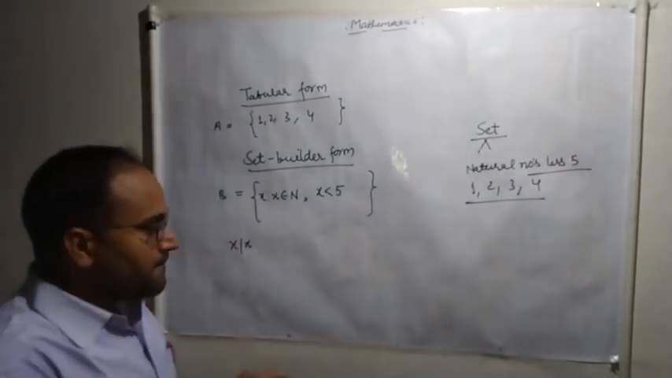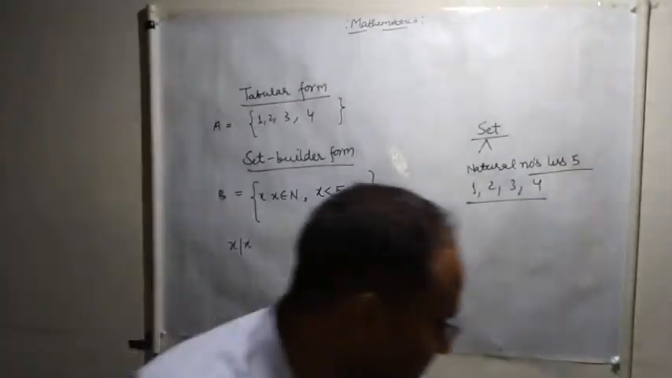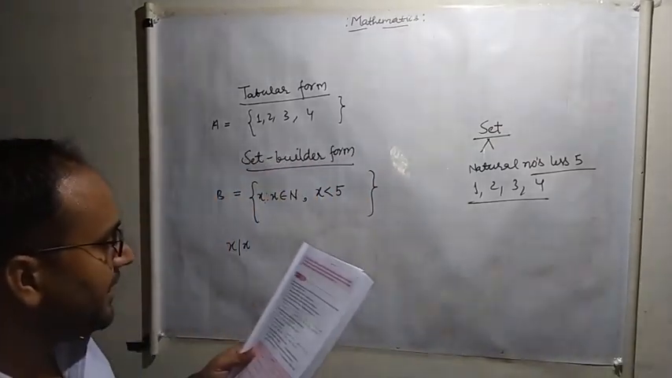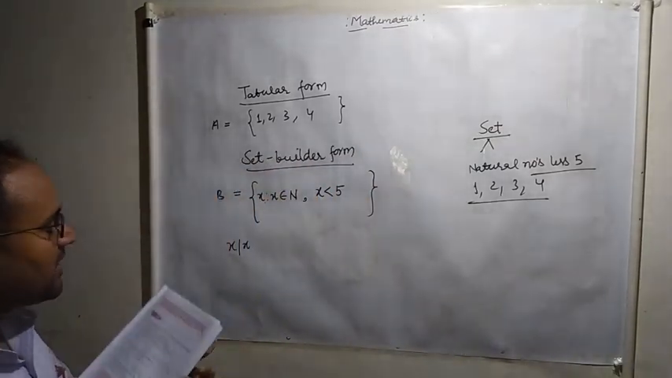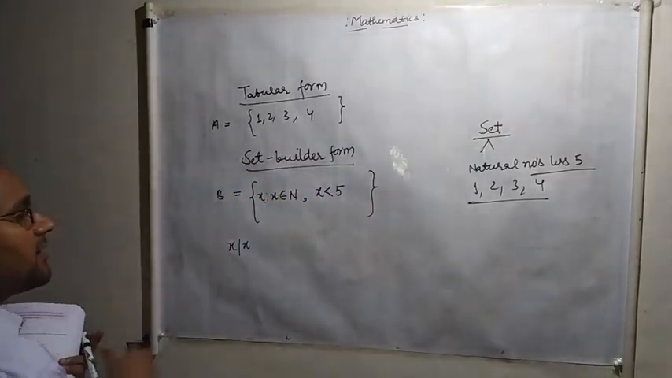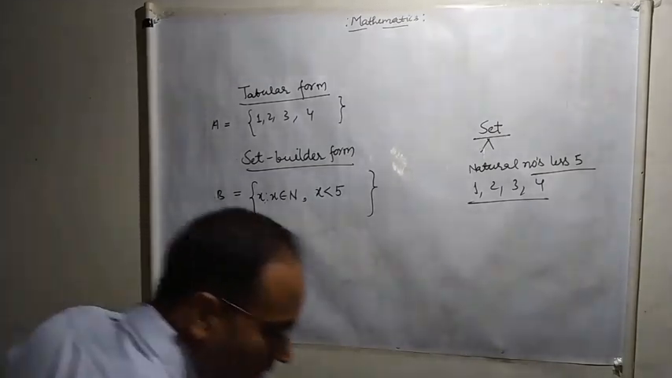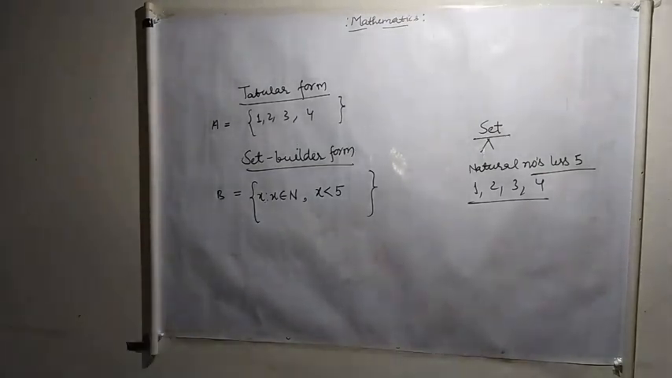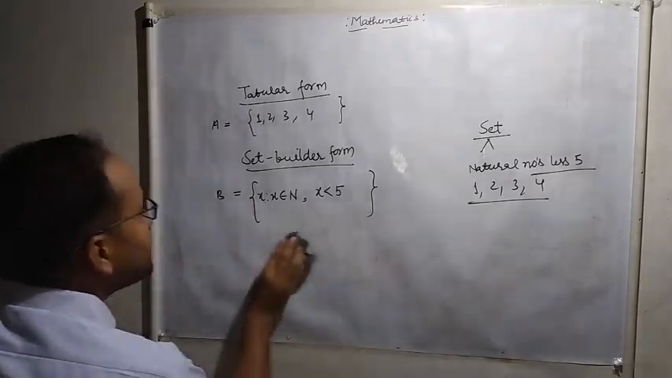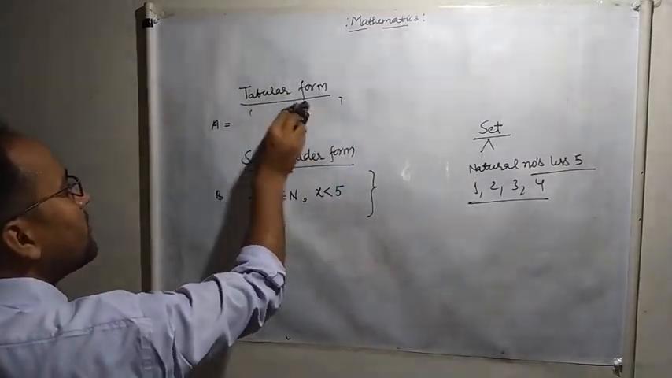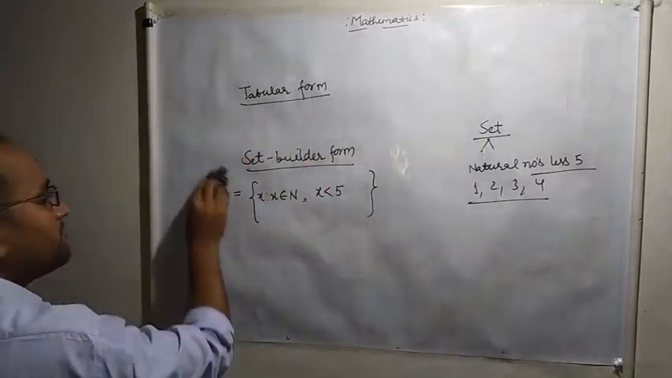Easy now, students? Like your question: integers greater than -4 and less than 1. Integers greater than -4 and less than 1. So how will you represent this in set builder form and tabular form?